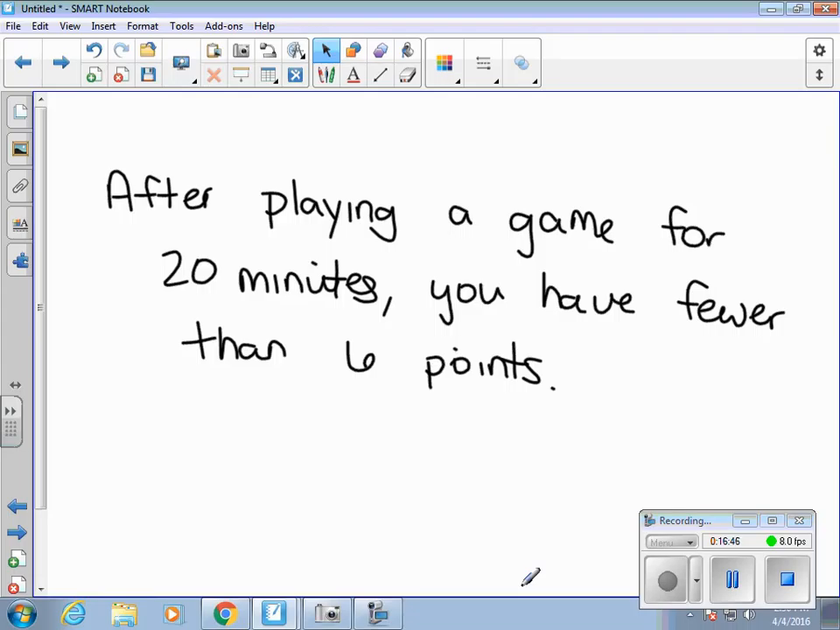You write me the inequality. The inequality would be either less than or equal to, or greater than, or less than or equal to, or greater than or equal to. So you have to decide which one it is. I do want you to write the inequality.